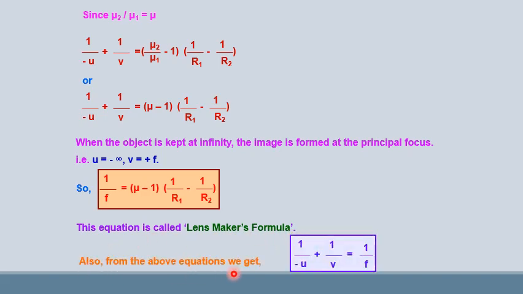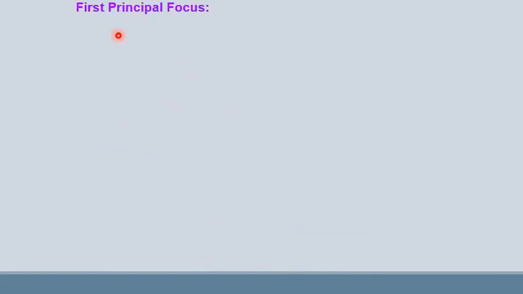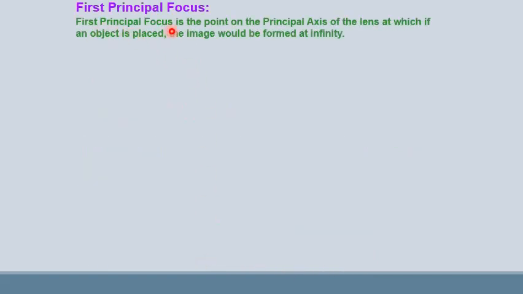So from the above equations we get 1 upon minus u plus 1 upon v is equal to 1 upon f. This is the lens formula. First principal focus. First principal focus is the point on the principal axis of the lens at which, if an object is placed, the image would be formed at infinity.